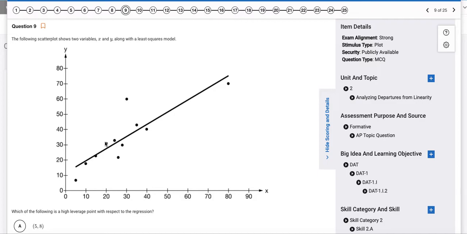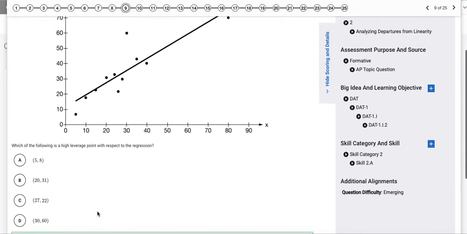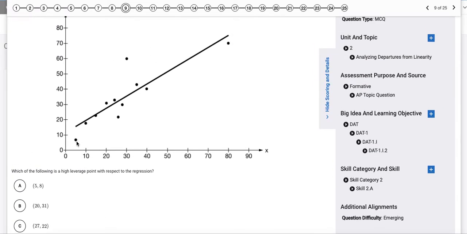Or pause. Maybe you want to do the question yourself, pause the video, do your question yourself, and check out your answer. So they're asking which of these points has high leverage, and when you look at this, you're probably going to consider this one, which is answer A, or this point right here, which is answer choice D, or this point right here, which is answer E.